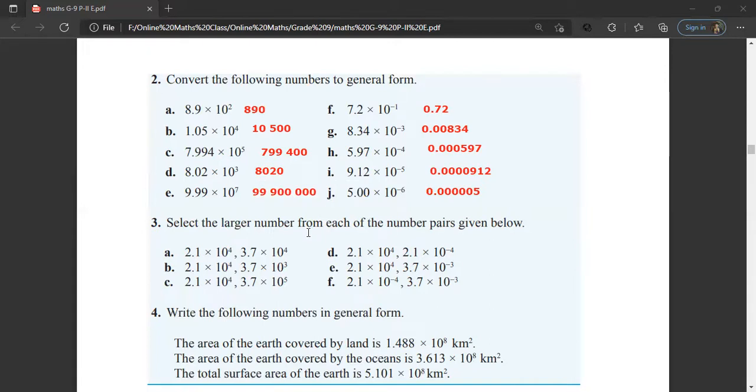I'm asking the third one. A, B, C. A. 3.7 into 10 to the power 4. Is that the largest number? Yes, this one.